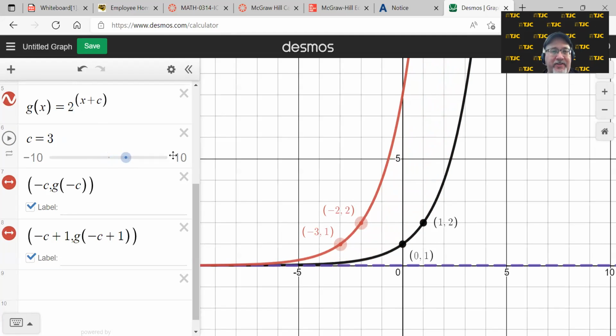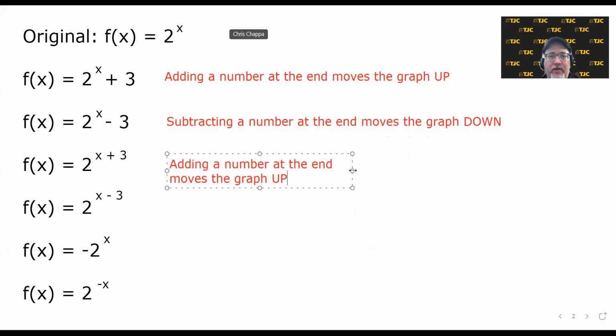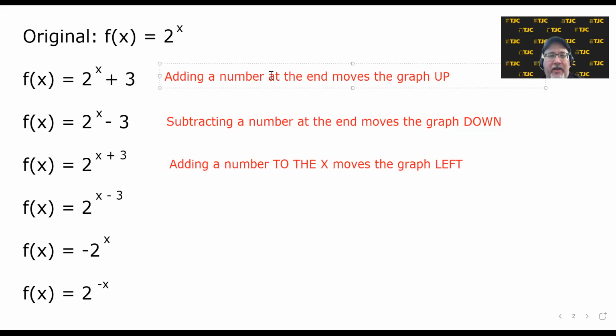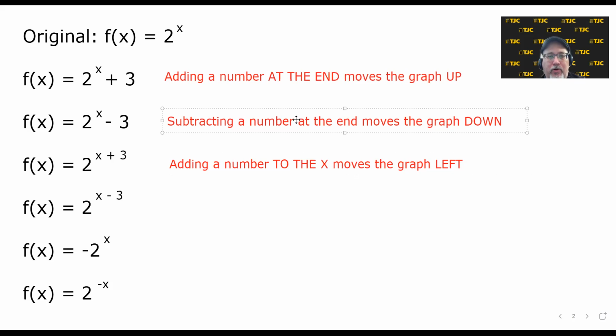let's see if we can edit this so that it works. Text, please. So that it works for this. We didn't add a number at the end. Adding a number to the X moves the graph left. In fact, I want to go back up in here and put in all caps where we put these numbers at the end. Subtracting a number at the end.